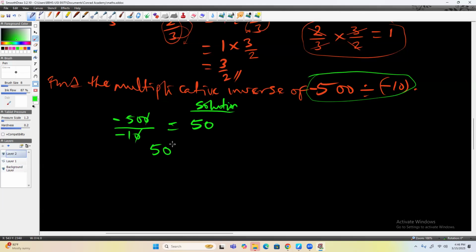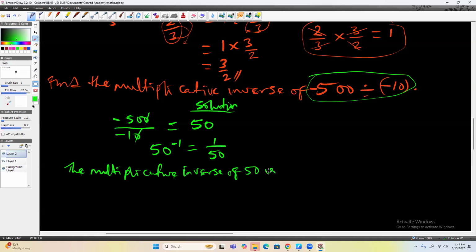The multiplicative inverse is sometimes written like this, 50 raised to the power of minus 1. So it's going to be 1 divided by that number, which is 50. So you can say the multiplicative inverse of 50 is 1 over 50.